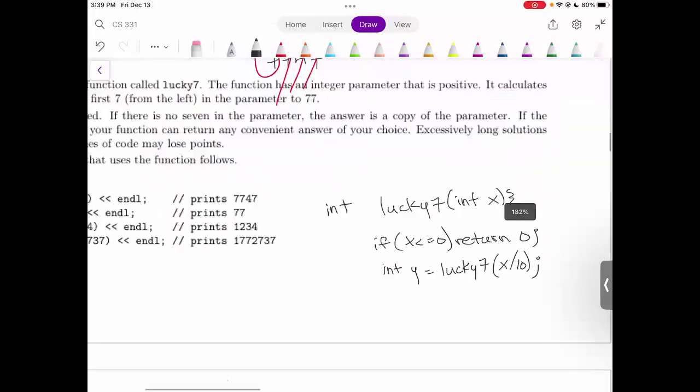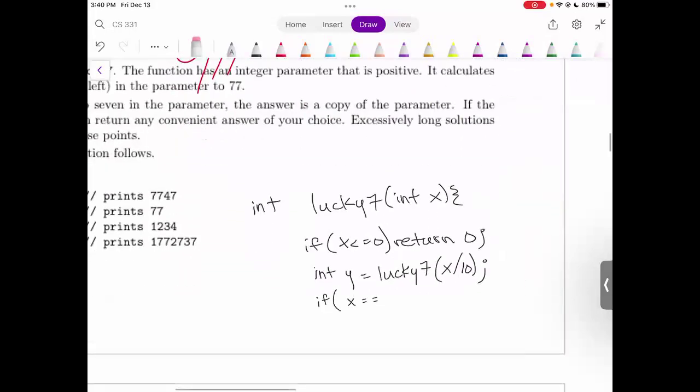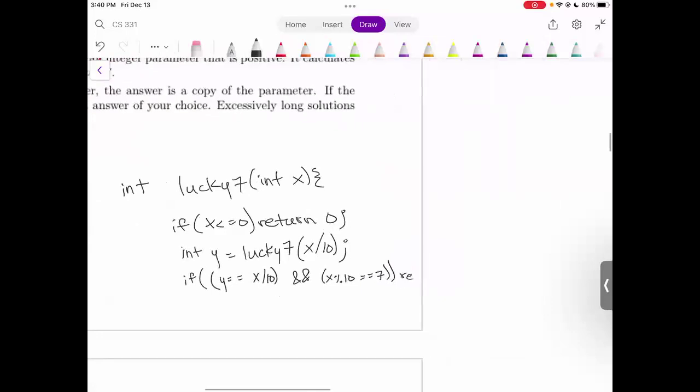And then we say two things. We say if x would equal, sorry, if y, not x, if y equals x divided by 10, and the last digit, which is x mod 10, is a 7, put these also in parentheses, then we return.